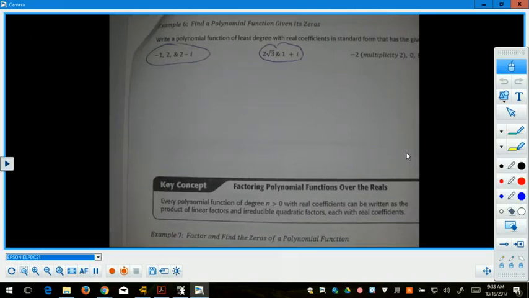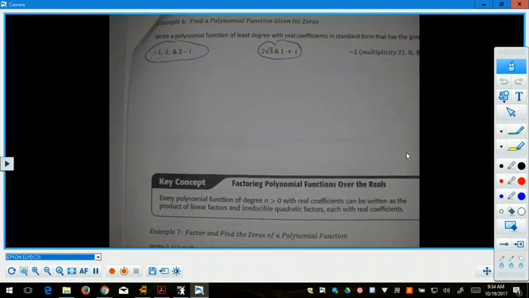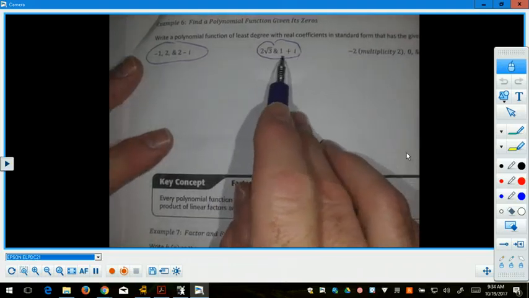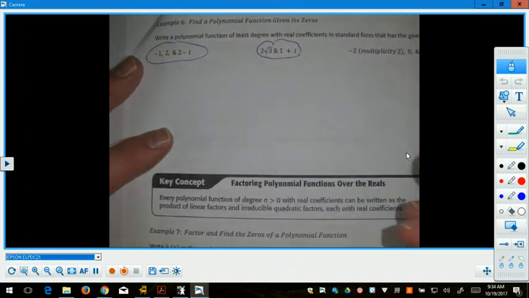So we have two skills today. One is finding all of the zeros, no matter what the degree of the polynomial is, including all the irrational and imaginary ones, and listing them as linear factors. And the other one is building equations that involve some of those irrational roots and complex ones.